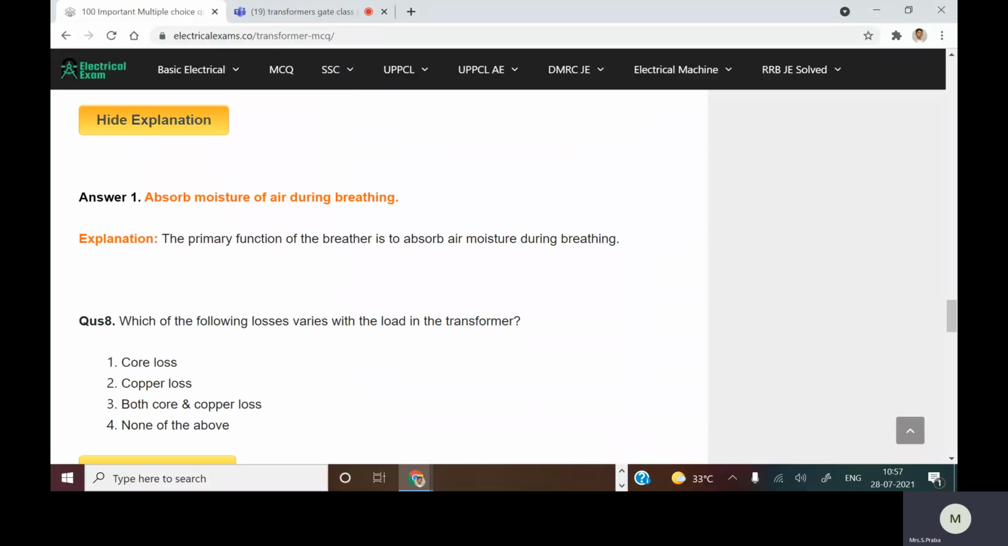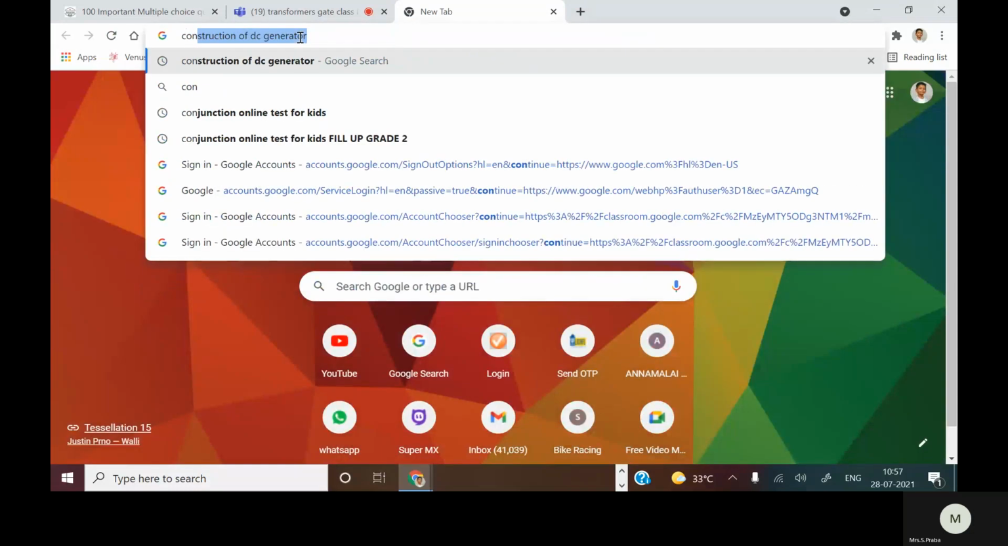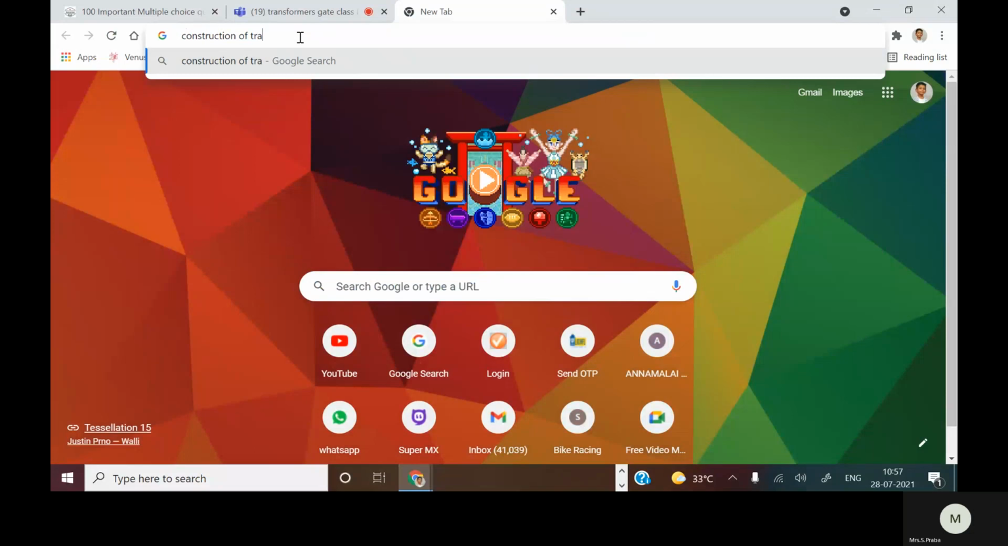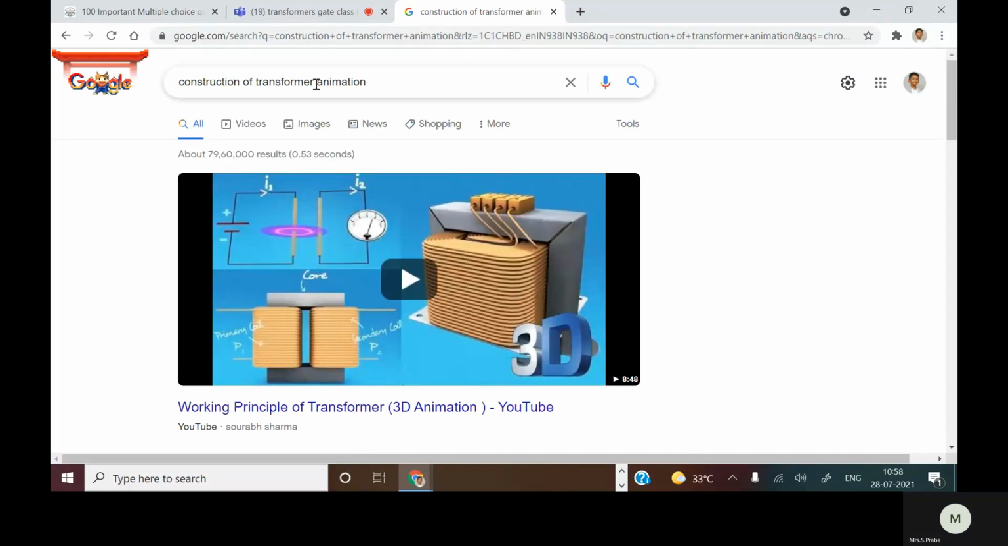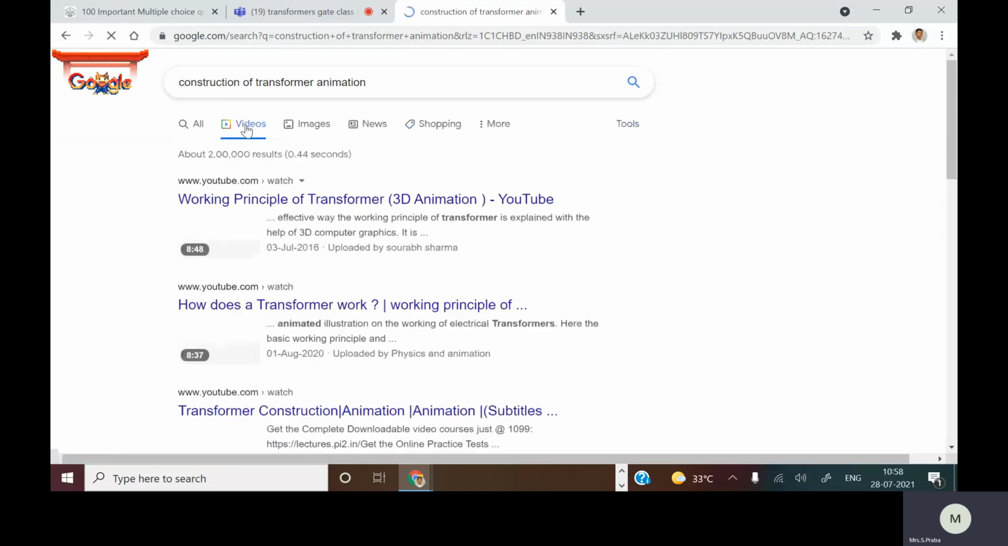I'll show you the construction part of the transformer so that it will be more clear. I'll show you so that you know what the breathing part is, what the thing is and all. So it will be clearer for better understanding.